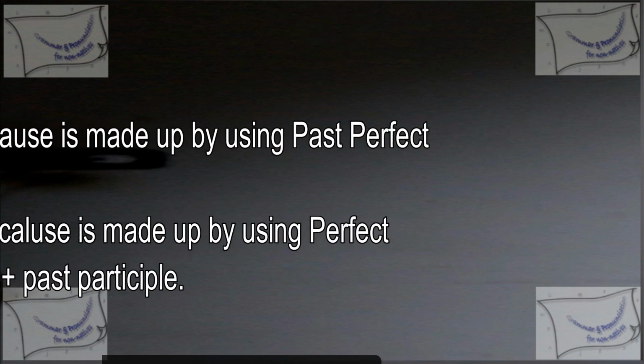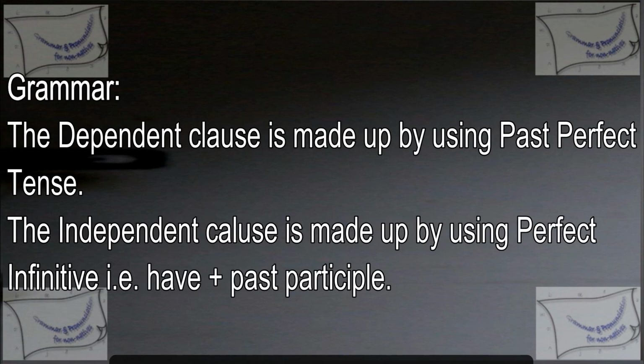Grammar of third conditional. The dependent clause is made up by using past perfect. The independent clause is made up by using perfect infinitive, that is, have plus past participle.